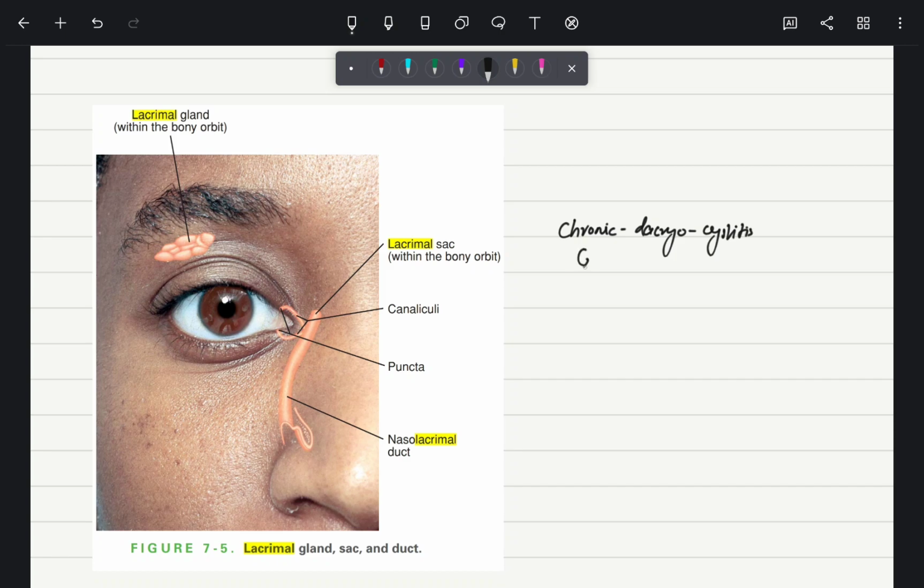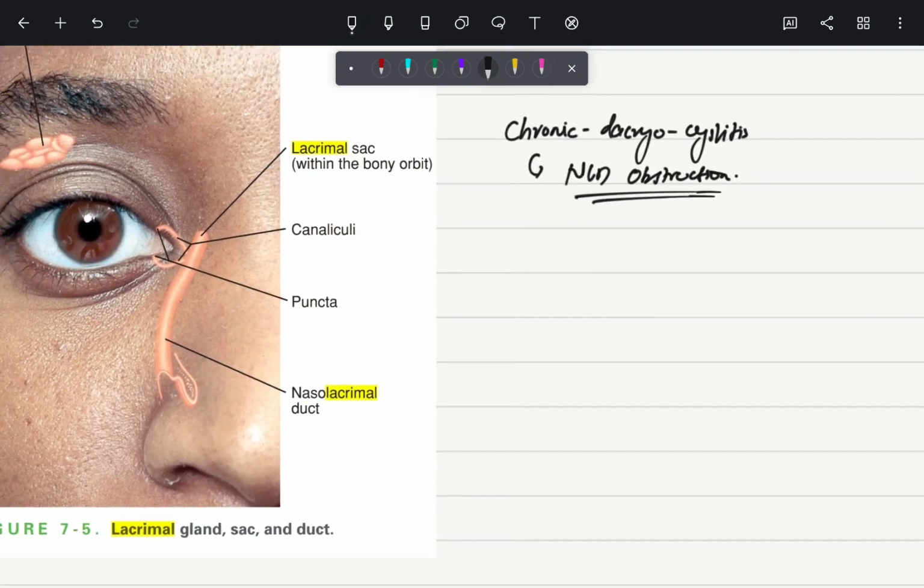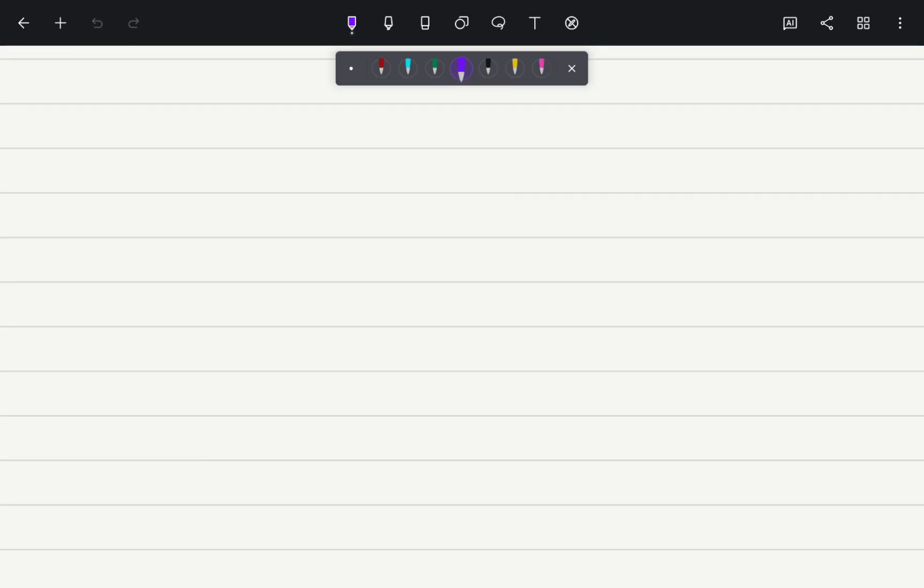So today our topic is about chronic dacryocystitis, which is also known as nasolacrimal duct obstruction. In this we are going to talk about the treatment also. So everyone please draw the diagram with me.